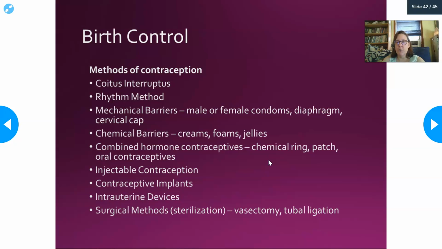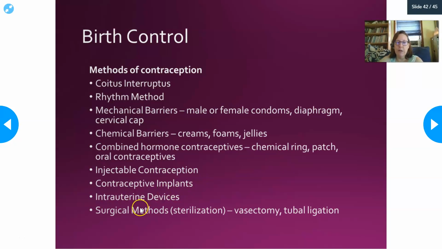Some of them are injectable, like the depot shot, and they're supposed to last a longer period of time. There are some that are implants with a release. So injectables, implants, and even some of the intrauterine devices are hormonal, so they do mess with your hormones. Some of the intrauterine devices don't, but some do, and they are installed to block the fallopian tubes. They stay in for quite a few years. Some of the risks are that they can embed into your uterine wall or shift around and cause problems.